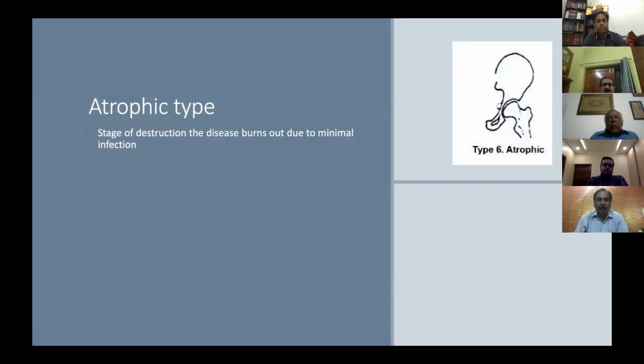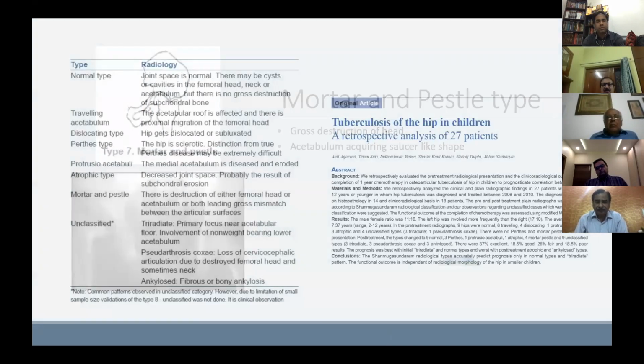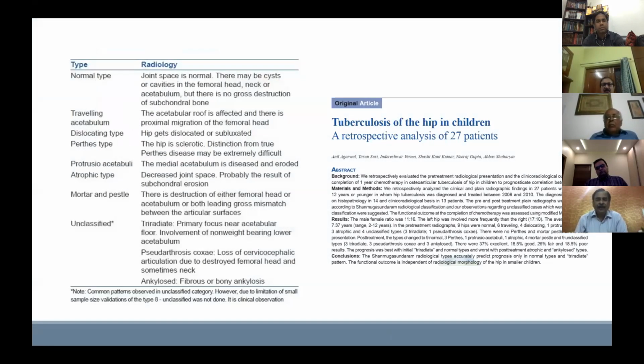And then there's an atrophic type, which is a stage of destruction when the disease burns out due to minimal infection. And you see this is the kind of picture. And then the mortar and pestle type, where there's gross destruction of the head and the acetabulum acquires a saucer-like shape. There's a paper in IJO where the author Dr. Anil Agarwal et al. have described an unclassified type, which is essentially, according to them, the triradiate involvement of the primary disease, where the focus is really there.